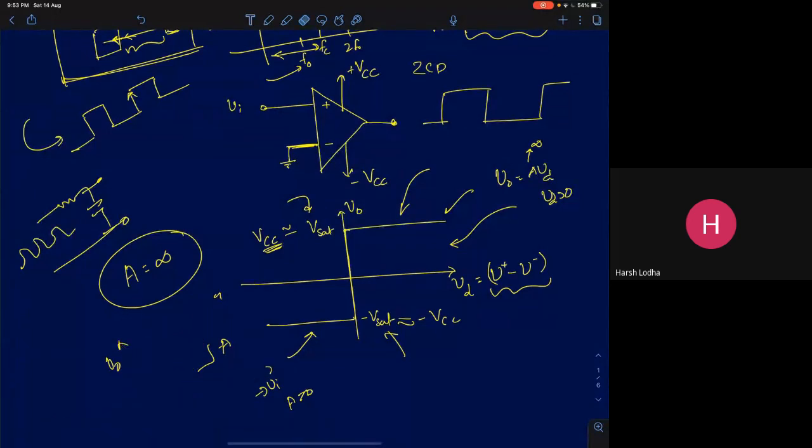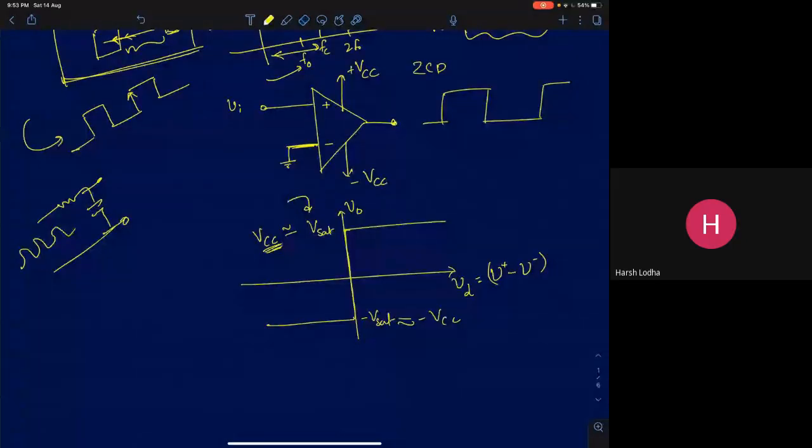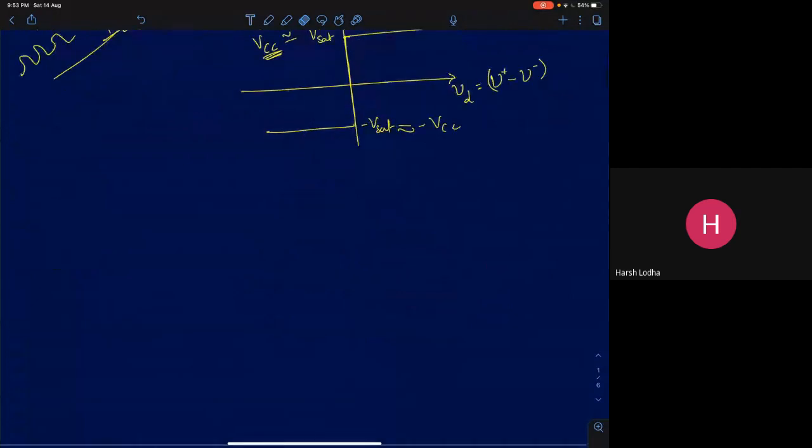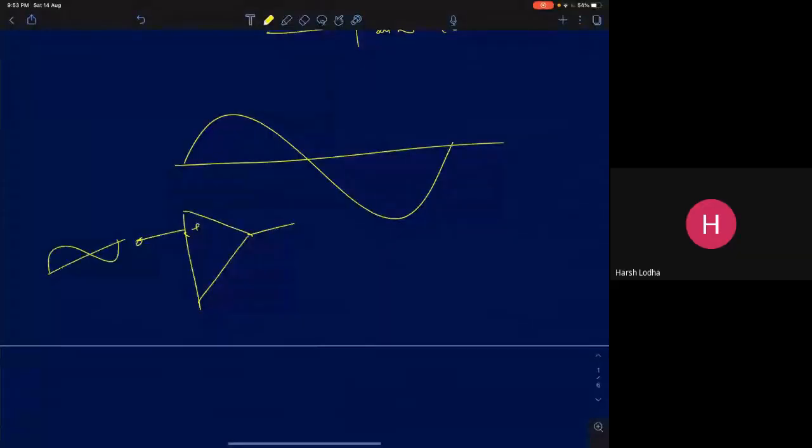Now we will use this characteristic of an operational amplifier, with saturation, and see how it can be converted to a sine wave to square wave converter. What do you need to do? You have a sine wave, and from this you will have to generate a square wave. All you need to do is take an operational amplifier, apply your sine wave at the positive input, and ground the negative input. So if your sine wave exceeds 0, let's assume this is 0, if your input exceeds 0, what will be the output of this operational amplifier using this model?